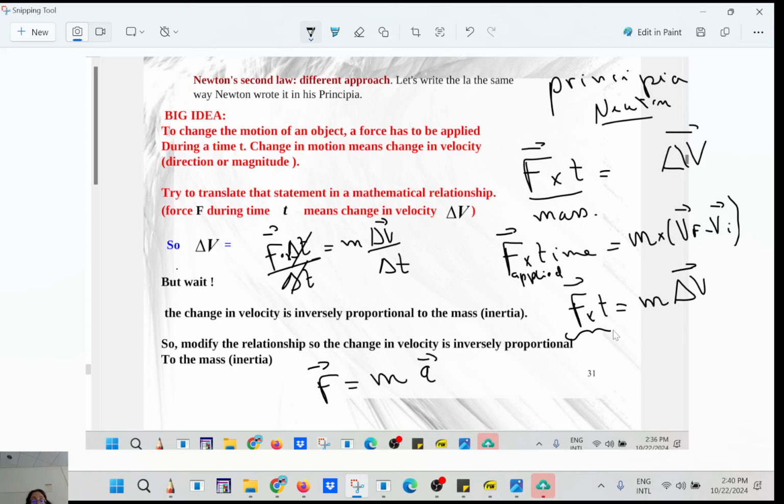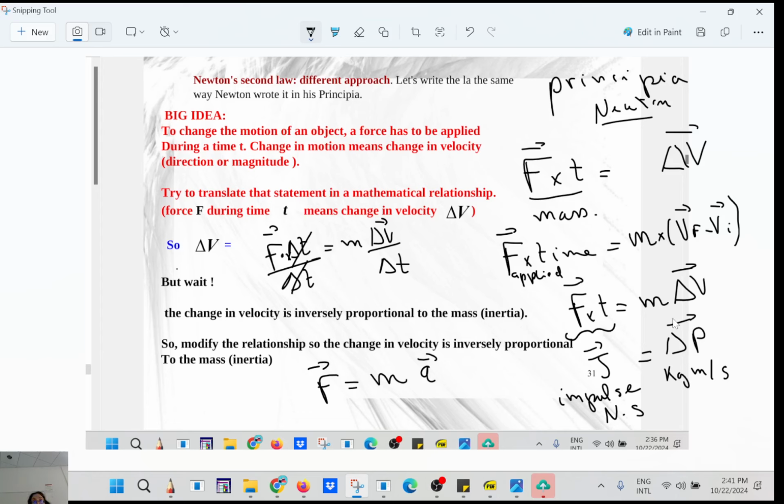This quantity here, it's a new physical quantity, and we call that J, and this is called the impulse. Impulse. The unit is Newton second. This quantity here is called the change in momentum. So the unit will be kilograms meter per second. So this is called the change in momentum.